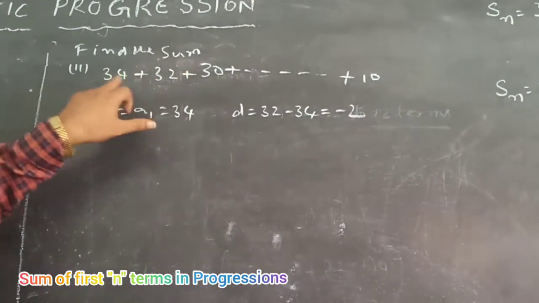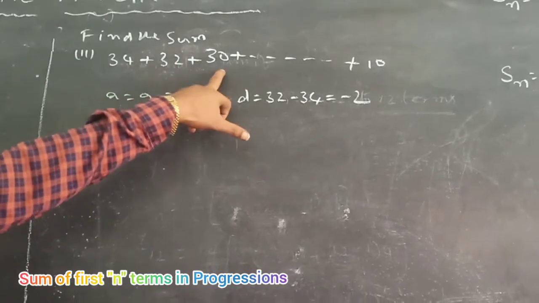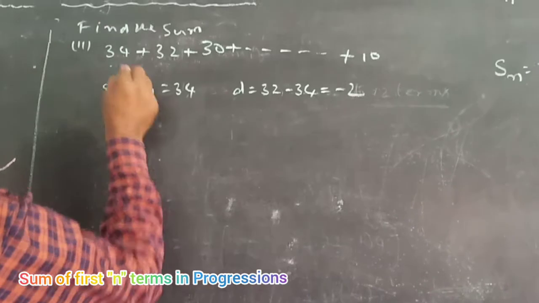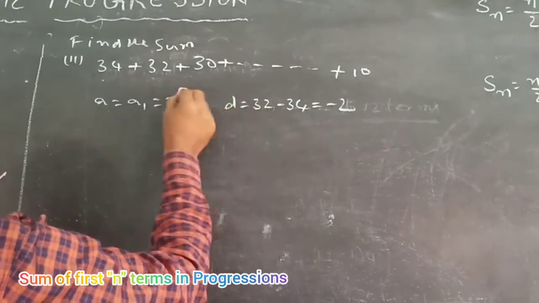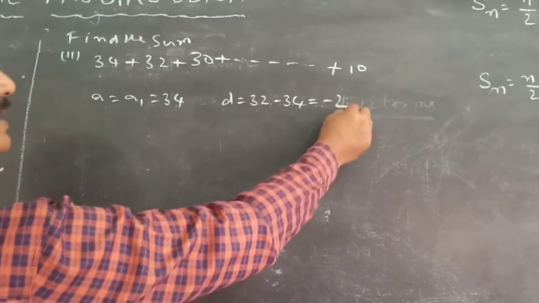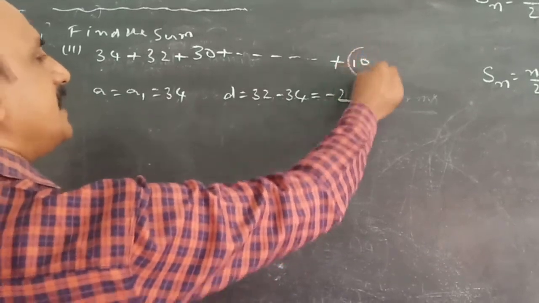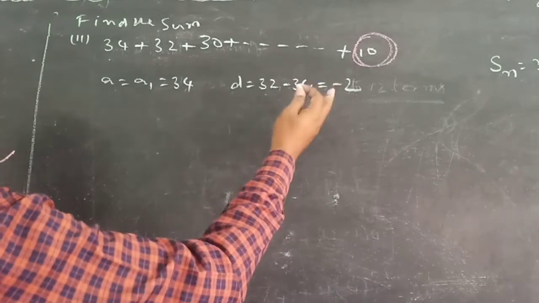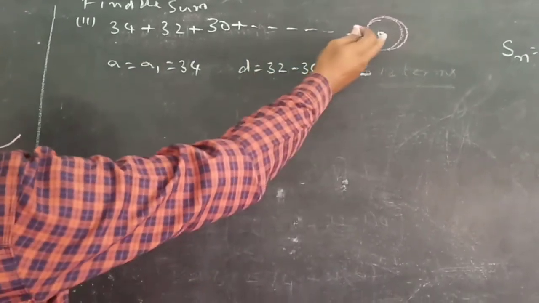Find the sum of 34 plus 32 plus 30 and so on up to 10. Here a value is 34, and d is equal to a2 minus a1, 32 minus 34, which is equal to minus 2. So 10 is which term? Which nth term is 10, up to 10? For the sum of these terms, how many terms are there?